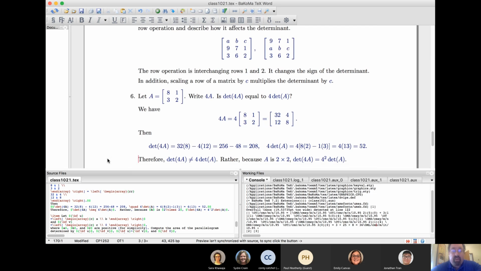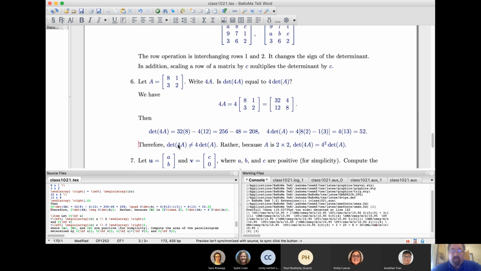So that's the conclusion. And so what we can say, though, is that the determinant of 4 times A, in the case of a 2 by 2, is 4 squared times the determinant of A. Because notice we have a 208 here versus 52 here. Yeah, they're not the same, but we can also see they're off by a factor of 4. So here's what we could say in general.